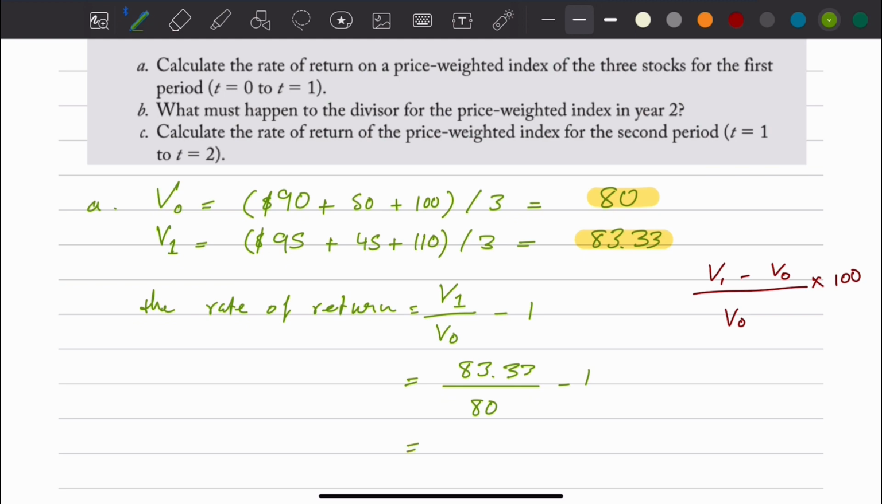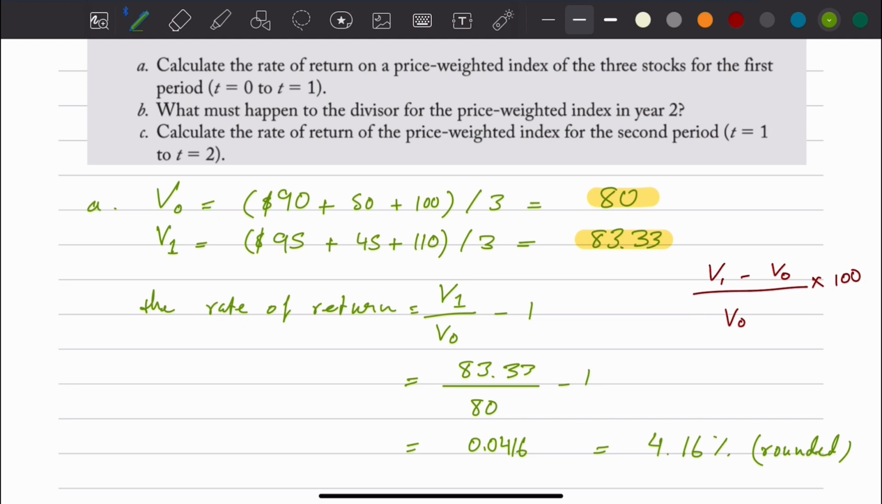Okay, using our calculators, 83.33 divided by 80, that's 1.0416 minus 1, that will give us 0.0416. Multiply that by 100 to transform it into a percentage, and that will be 4.16%, rounded.